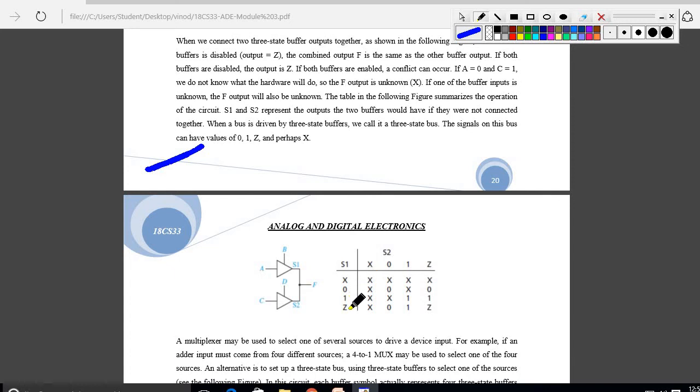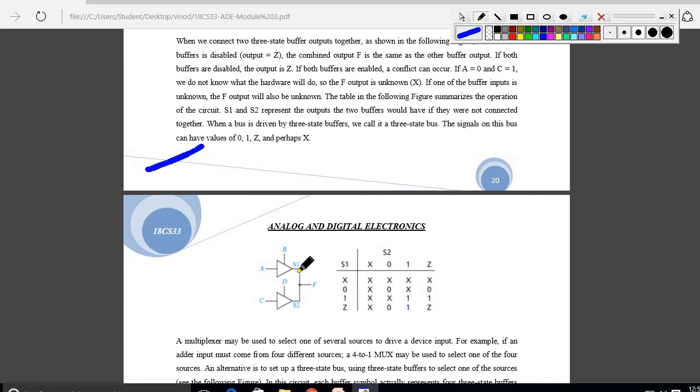So here 0, 1, Z means what? High impedance state. Just don't get confused, X and Z are not the same. X means it might be a 0 or it might be a 1. 0 is 0, 1 is 1. Z is not 0 or 1 like that, it is in a high impedance state. That you should remember. And S2 is X, 0, 1, like that.